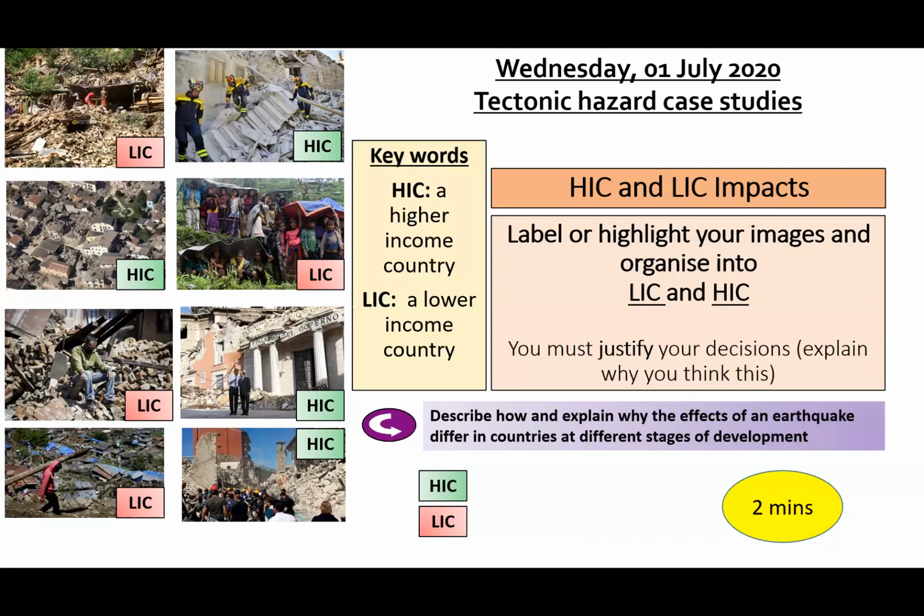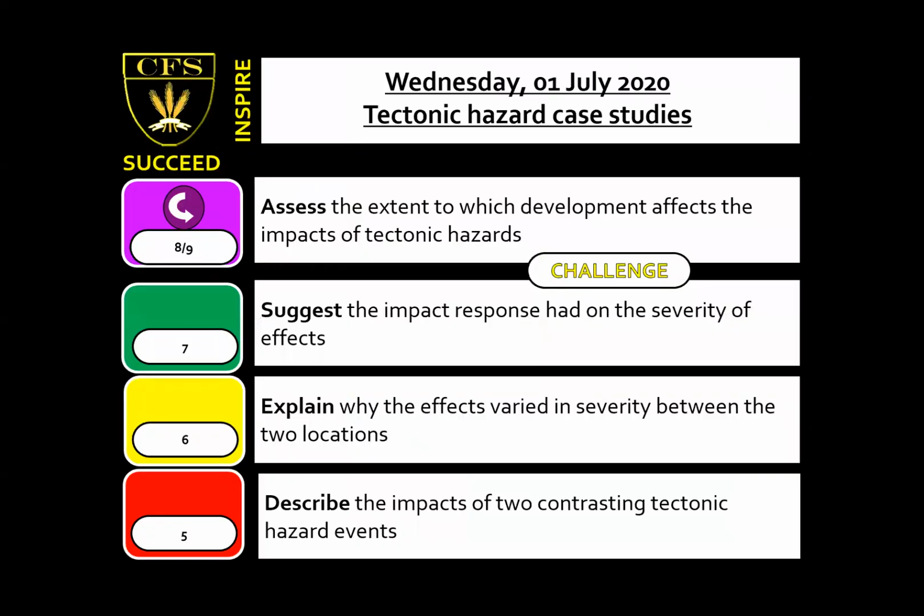And we'll go through today's lesson looking at some tectonic hazard case studies and understanding the how and the why, I suppose. So we've got to describe the impacts of two contrasting tectonic hazard events, explain why those effects varied in severity, so why they were worse in one location than the other, suggest the impact that response had on the severity of those effects, and then assess the extent to which development affects the impacts of tectonic hazards. So does being a HIC mean that you don't suffer as much? That's what we need to decide.